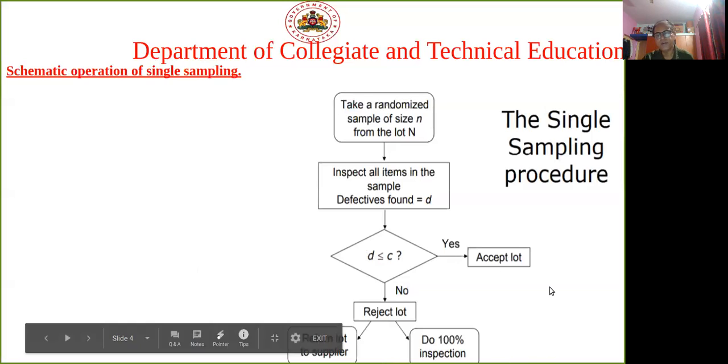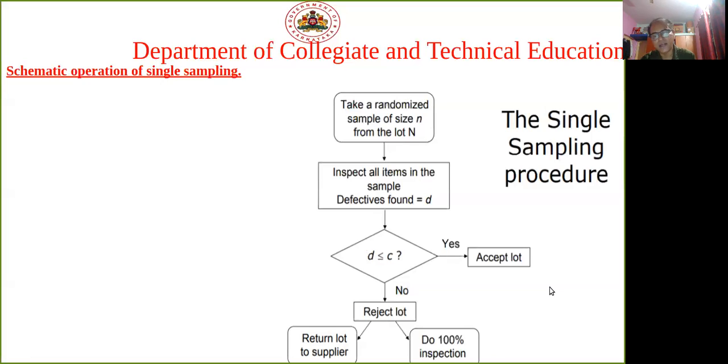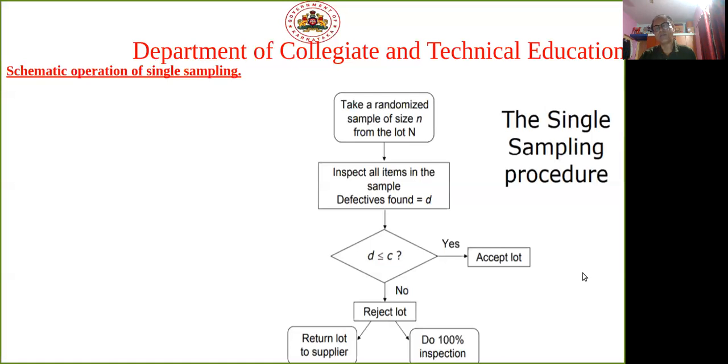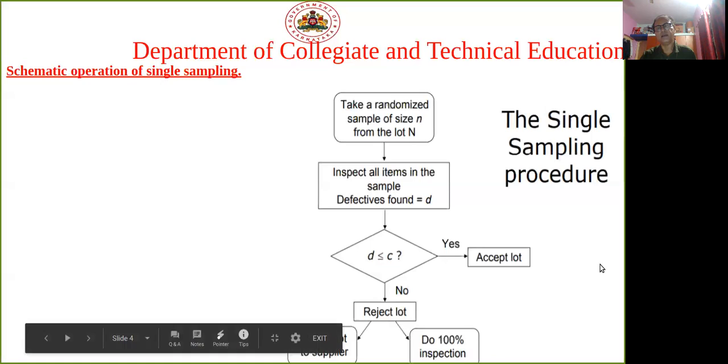Once you reject the lot, you have to go for 100% inspection. After rejecting the lot, when you go for the 100% inspection, here we can reduce the producer's risk and return it to the supplier. So that is, this flow chart indicates the single sampling plan.